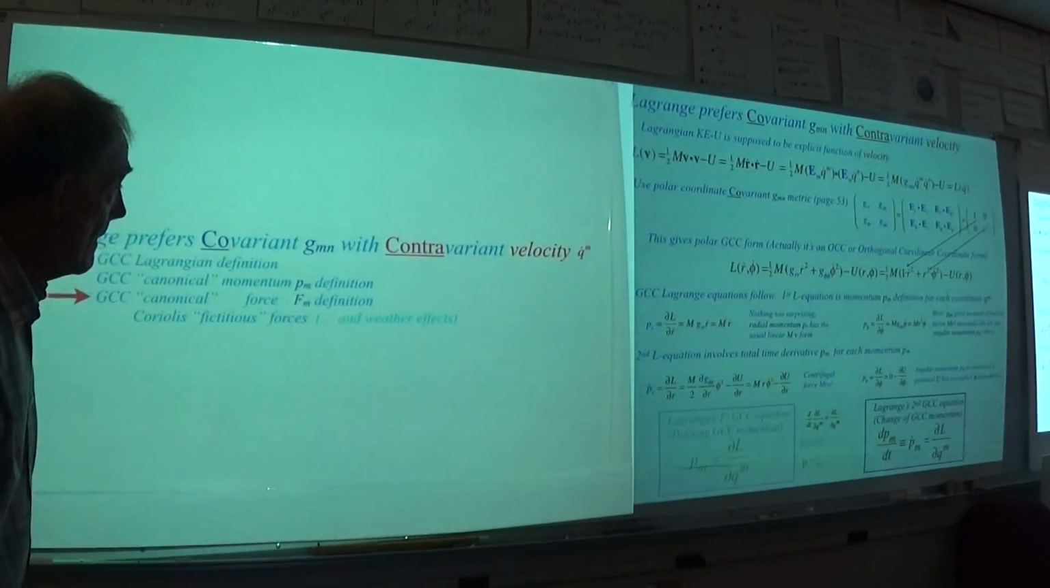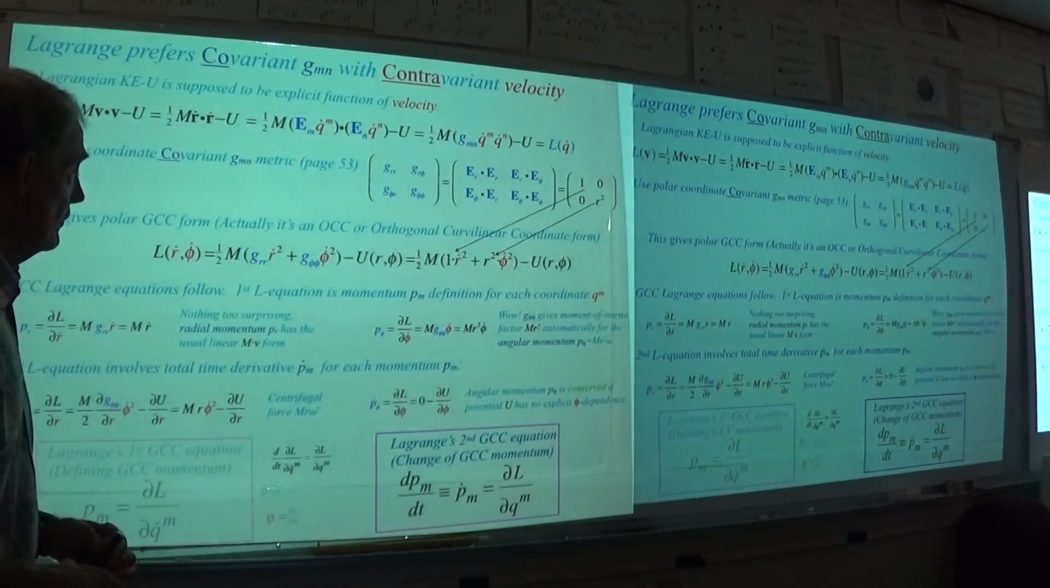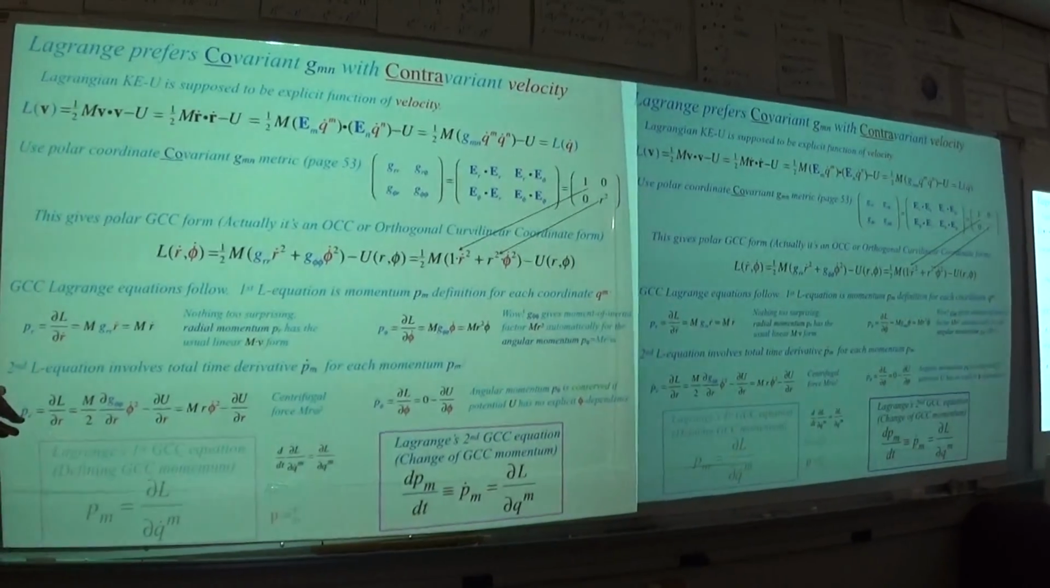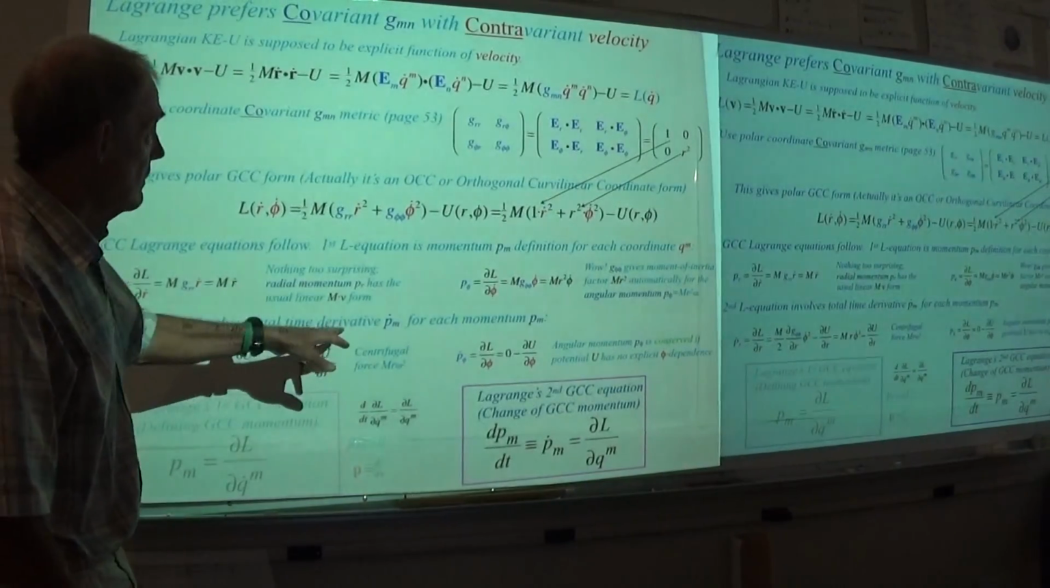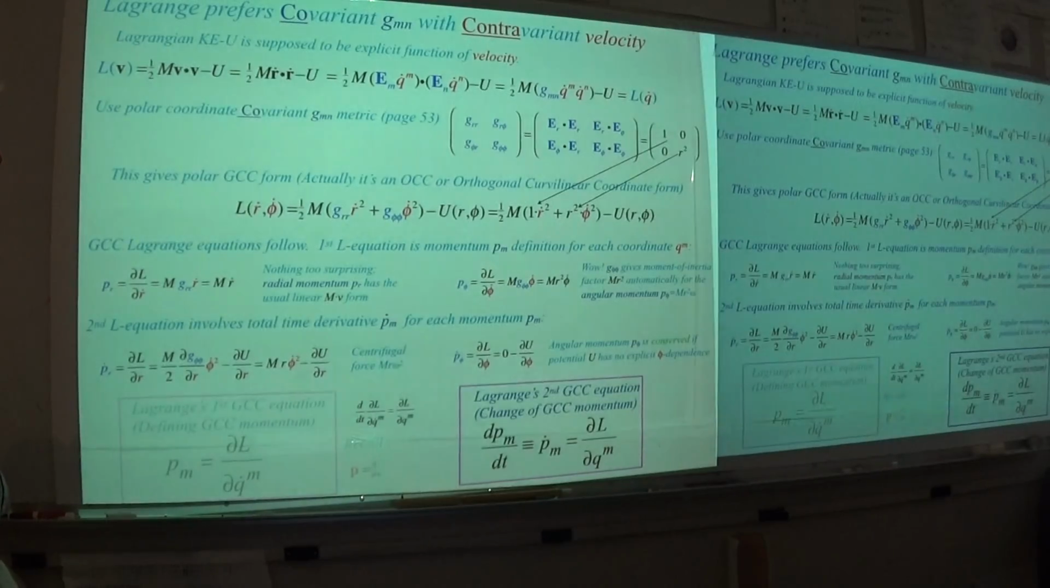Okay? So that's from what we just did. And here is the next step. Here, total time derivative. Okay? This equation involves the total time derivative for each of the r and phi momenta. Okay?